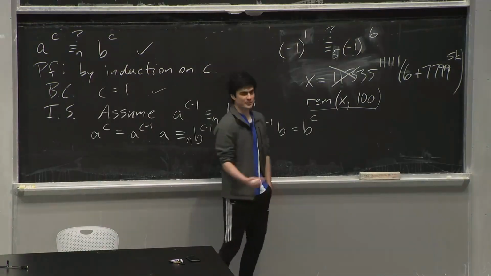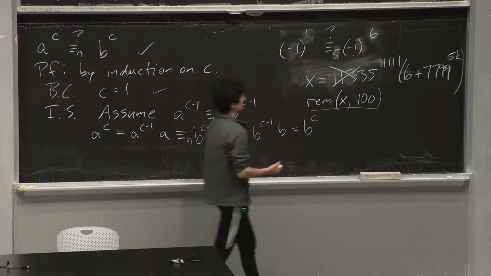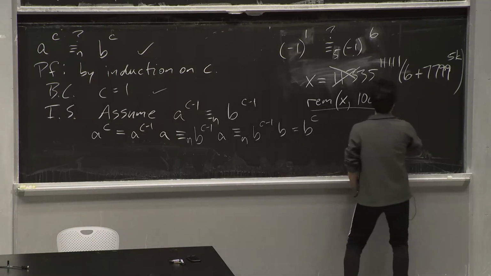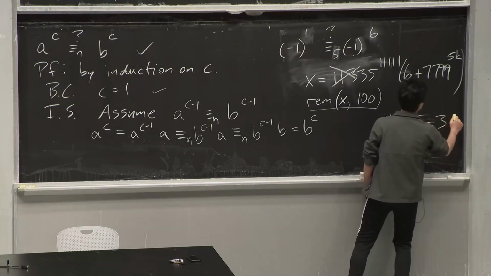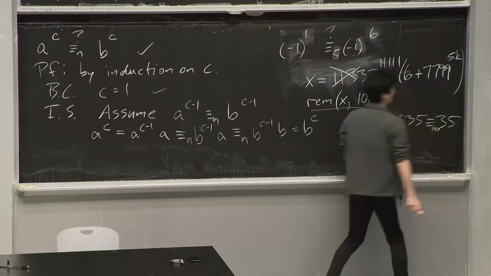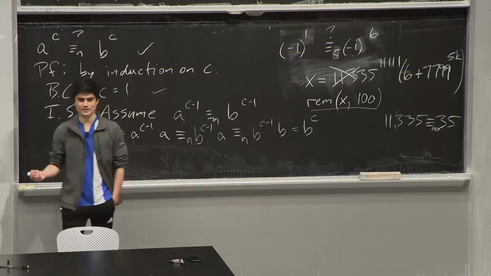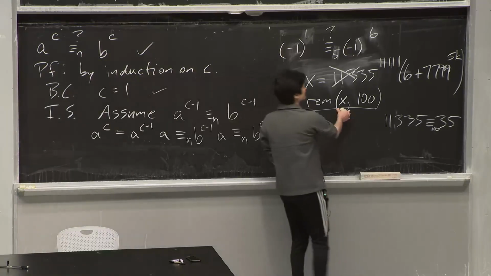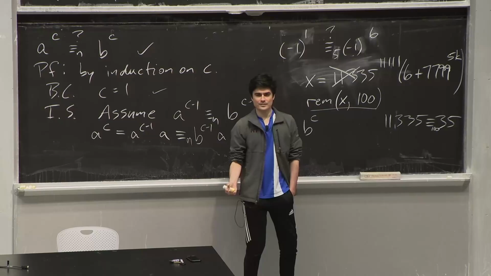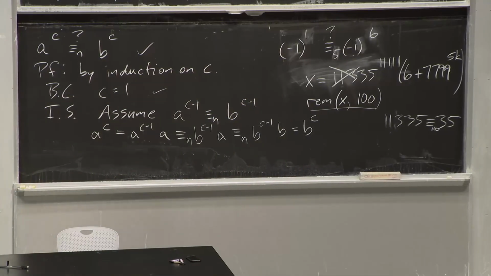So we're computing modulo 100, right? We're looking for the remainder when we divide by 100. So we know that 11335 is congruent to 35 modulo 100. So we're getting rid of the first 3 digits and only looking at the remainder after we divide by 100. Okay. So basically, the idea is that we can do this division at intermediate steps. We can take remainders in the middle of our computation. That's what these two theorems are telling us.